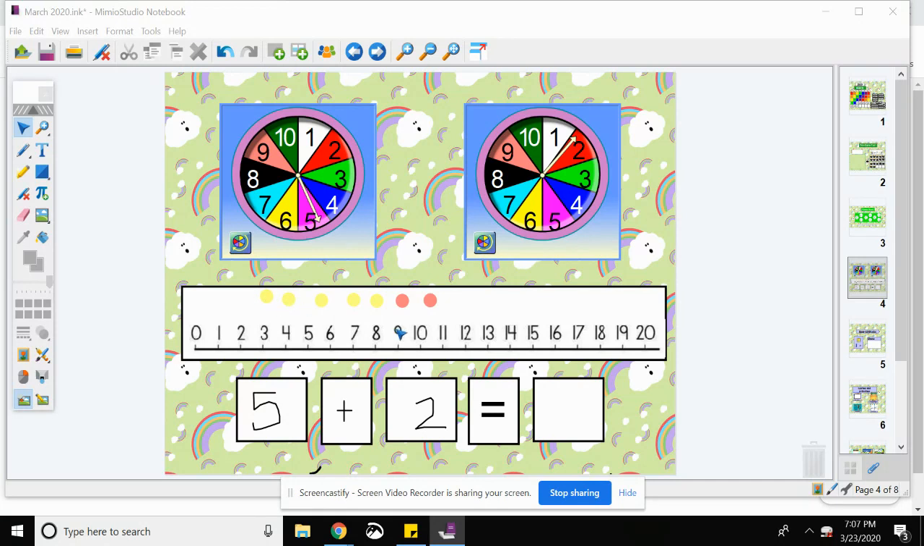1, 2, well, do I have to even start there? I can even say 5. So I'm going to say 5. Now I'm going to count on 6, 7. I'm going to check my work to make sure that it's 7. So I'm going to circle 5 and I'm going to hop up 2. 1, 2. 5 plus 2 equals 7.